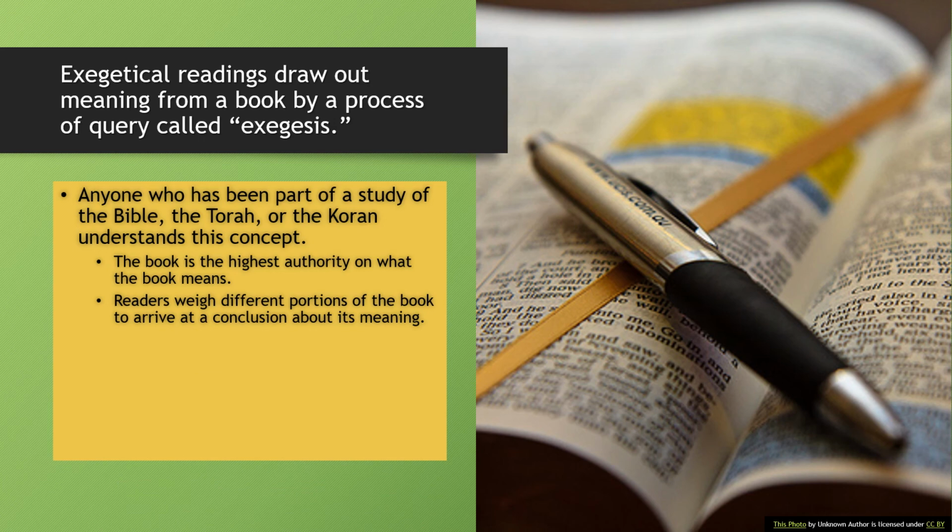The book is the highest authority on what the book means, and readers weigh different portions of the book to arrive at a conclusion about its meaning. Here's what I mean. How do I understand the idea of one of the 10 commandments, thou shalt not kill? That sounds pretty basic. And yet we see that there are times in the Bible where it is part of the Jewish law to kill people.